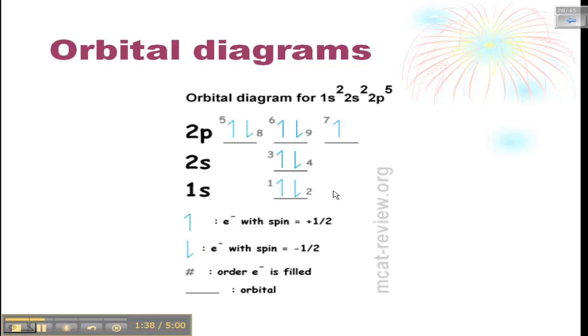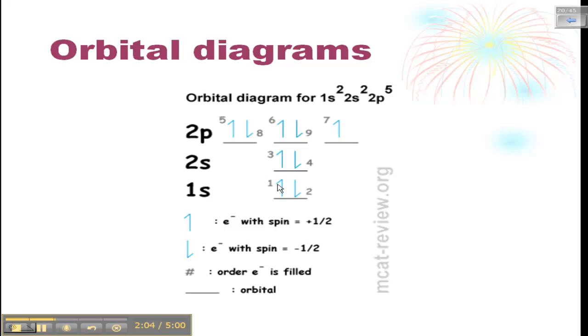That represents opposite spin. Then we have our second energy level, where we have 2 sublevels, an s and a p. So that 2s is 1 orbital and the 2p is 3 orbitals. And these numbers here represent the order that the electrons are going to enter those orbitals.